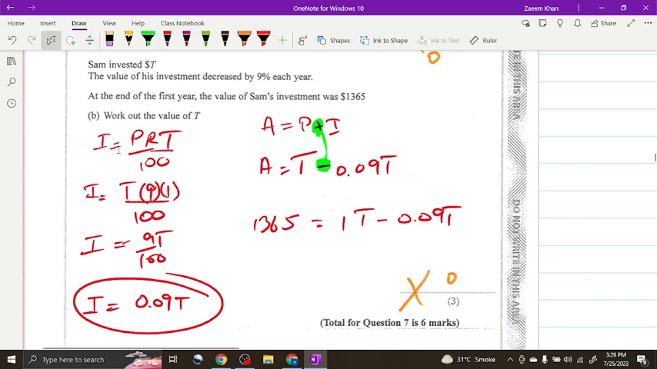Can you cancel out T? Not quite, because they're getting subtracted, right? You can subtract them, you can't cancel them out. You can only cancel them in division. Oh, so add, add.